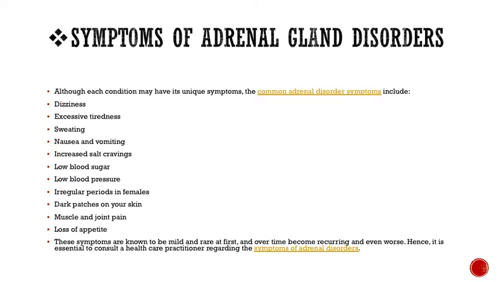Symptoms of adrenal gland disorders. So, although each condition may have its unique symptoms, the common adrenal disorder symptoms include dizziness, excessive tiredness, sweating, nausea and vomiting, increased salt cravings, low blood sugar, low blood pressure, irregular periods in females, dark patches on the skin, muscle and joint pain, loss of appetite. These symptoms are known to be mild and rare at first, and over time become recurring and even worse. Hence, it is essential to consult a healthcare practitioner regarding the symptoms of adrenal disorders.